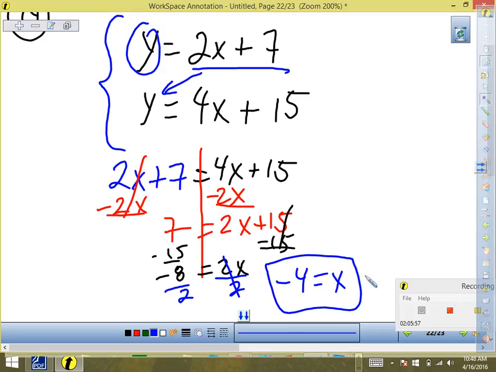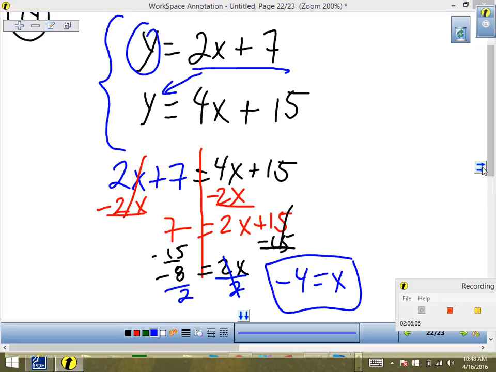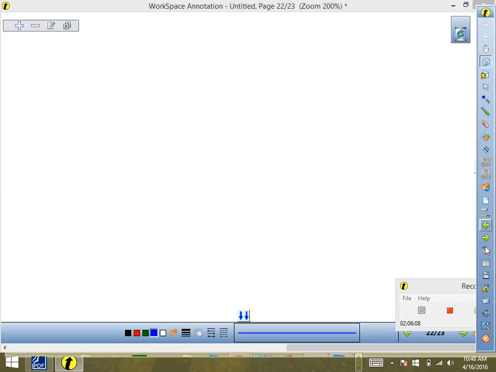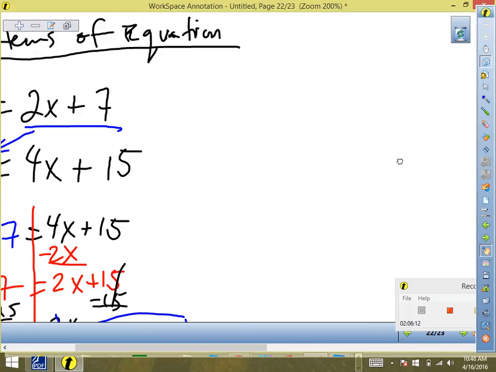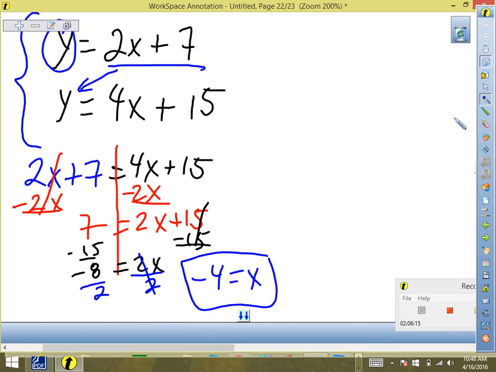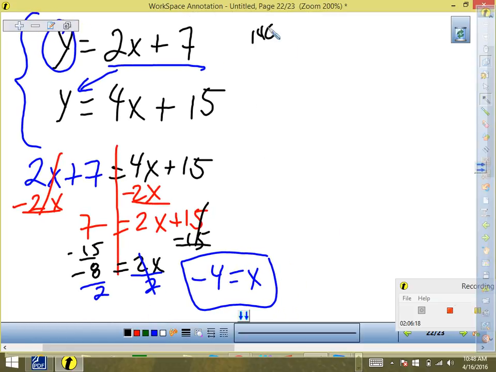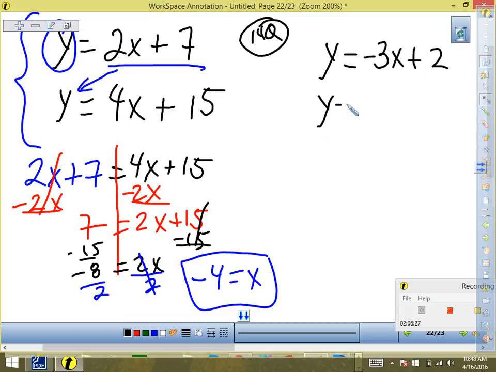Hands if you got that. So let's do another one. Example 14 cubed. I'm going to go to the right so I can leave that one there as an example. Solve this one, please. Y equals negative 3x plus 2, and y equals 2x minus 13. See if you can do that one by yourself. Copy that and go.